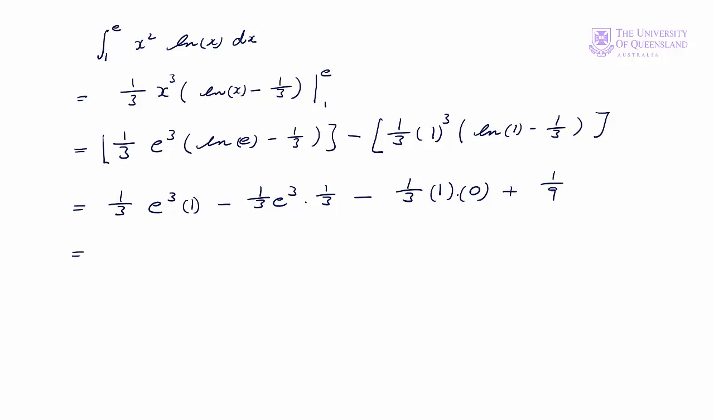So we have 1/3 e cubed minus 1/9 e cubed. Well, that'll be 2/9 e cubed plus 1/9. Or we could simplify that as (2e cubed plus 1) over 9.